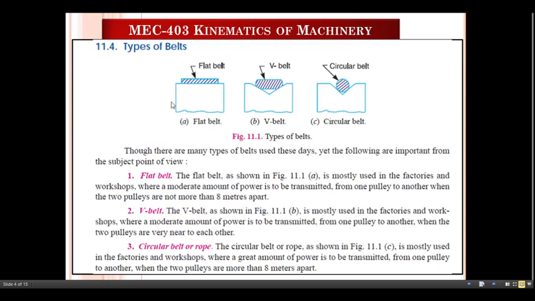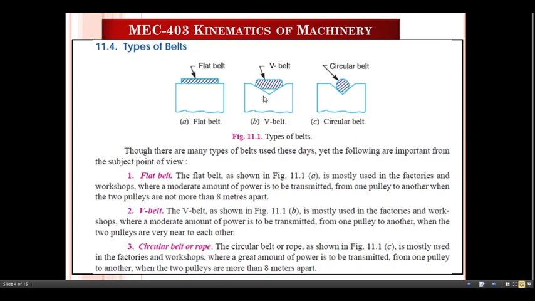Now see the types of belts. First one is the flat belt, next one V belt, next one circular belt. Depending upon the cross section, we can decide the various types of the belts, and also depending upon the distance and other things. Now just see here the flat belt. The belt as shown in the figure is mostly used in factories and workshops, where a moderate amount of power is to be transmitted from one pulley to another when the two pulleys are not more than 8 meters apart.